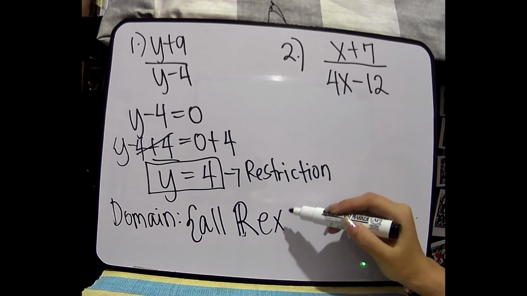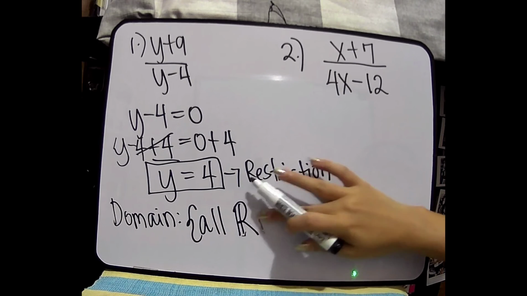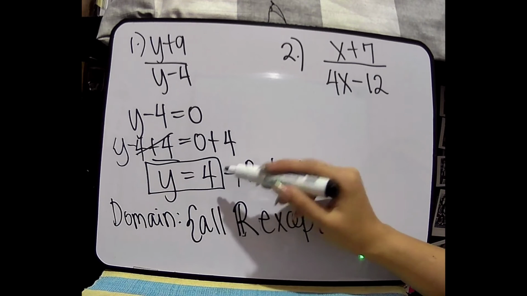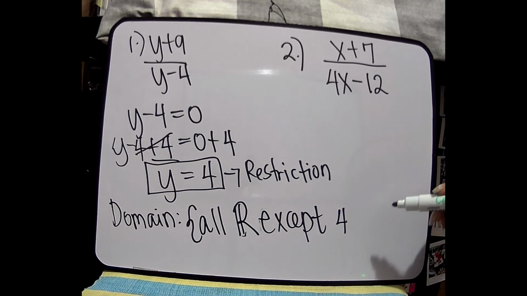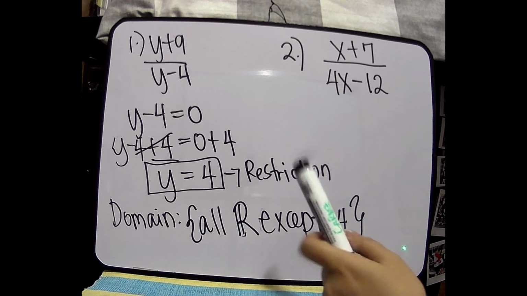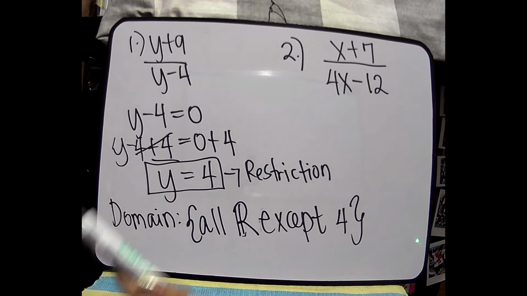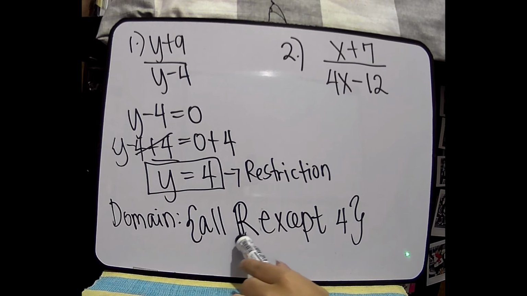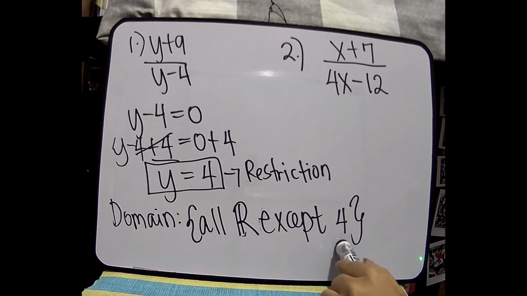And then let's just, sorry, wala akong space. Okay, so let's have except, and then yung restriction. Or you could put the word number, except number 4. So yeah. So that is our first example. Again, restriction is yung nakuha nating value, and then the domain is all real numbers except number 4.